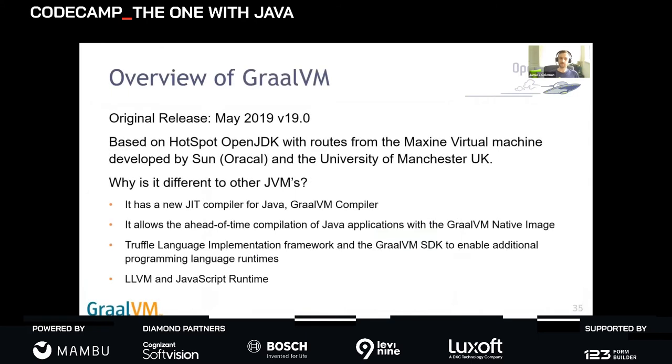So GraalVM is a bit of a different one. It came out in May 2019 and it's based on the Hotspot OpenJDK. Like I mentioned, it has its roots in the Maxine virtual machine project, which was developed by Oracle and the University of Manchester in the UK.